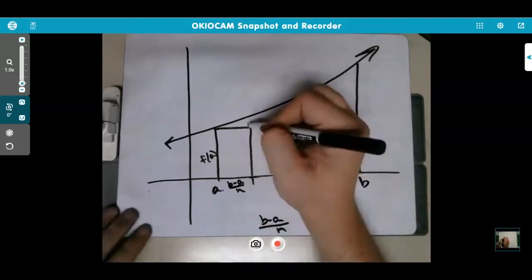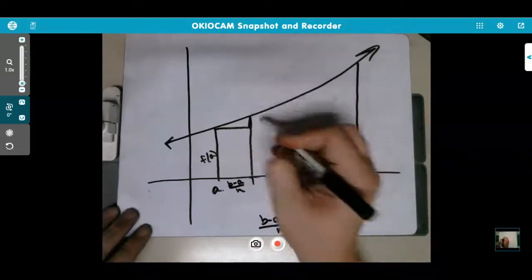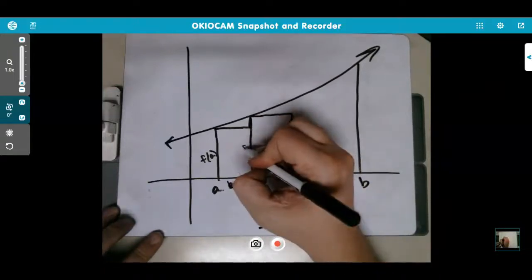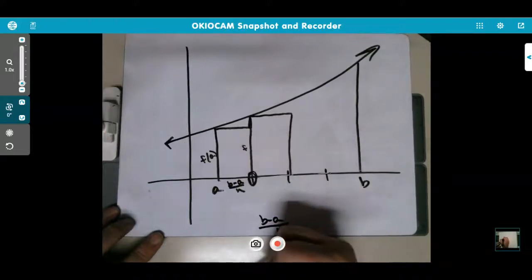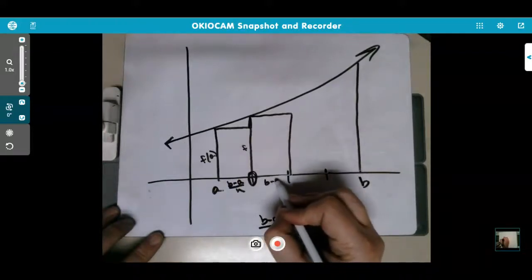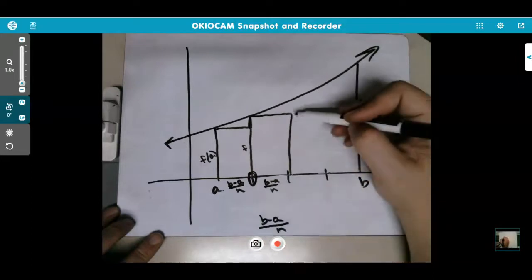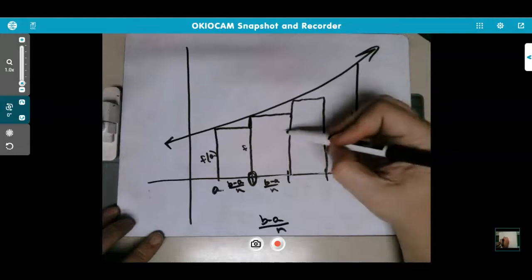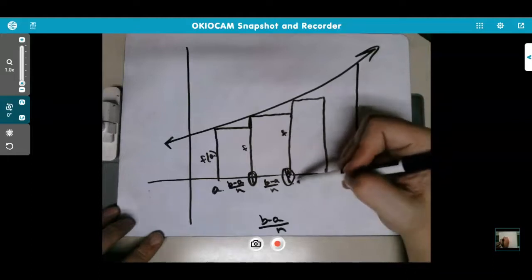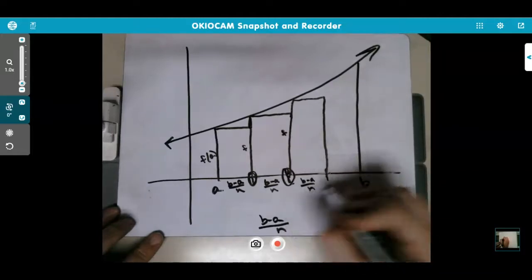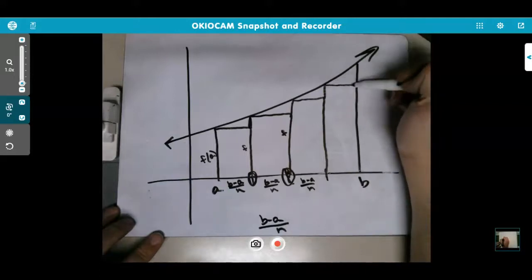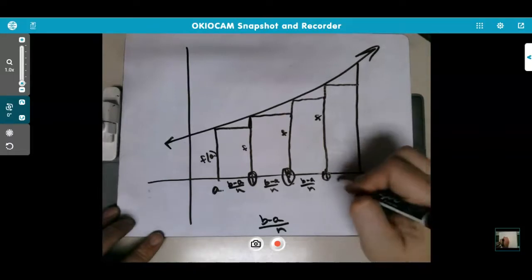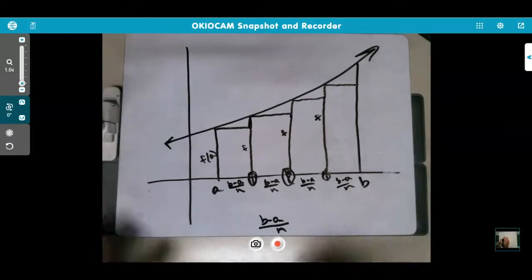I'm going to do this for every single part. So right here, I would find my left point and use that as my height. Bring it over and down. So my height here is going to be f at whatever this point is, times b minus a over n. Then do the same thing for this one, using my left-hand point. It's going to be f of whatever that is, times b minus a over n. And for my last point, the same thing: f of whatever this point is, times my width, which is b minus a over n.